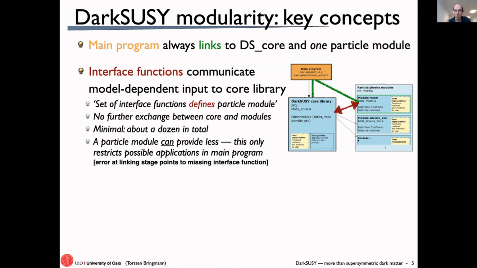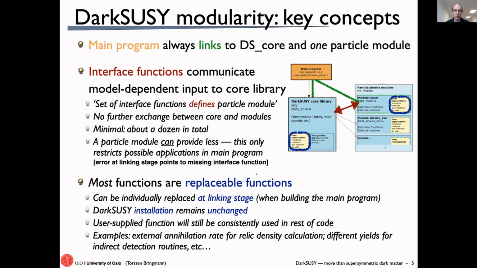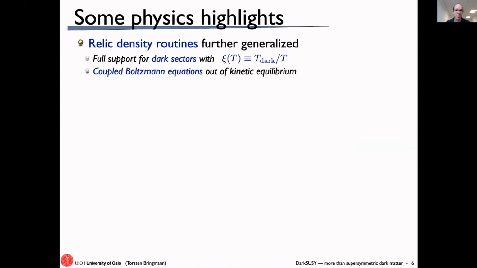For example, you can provide only the invariant annihilation rate for indirect searches and the relic density for a new model. It can even be tabulated, and then you can use the full functionality of DarkSUSY to access this. There's also the concept of replaceable functions. This is a bit more technical, so you can ask me about this later.